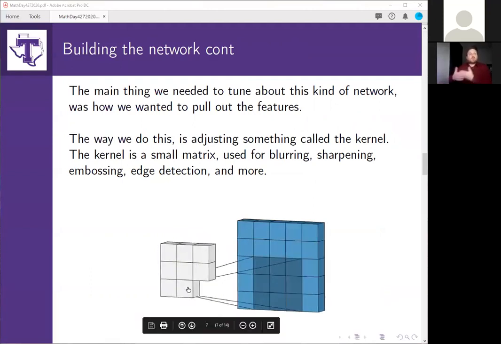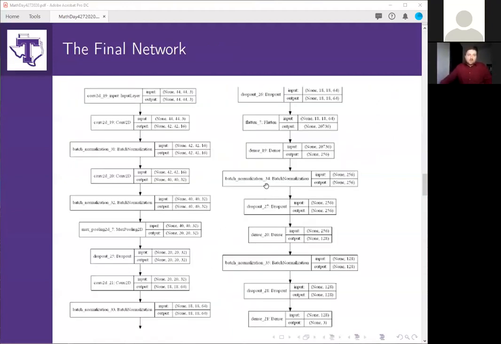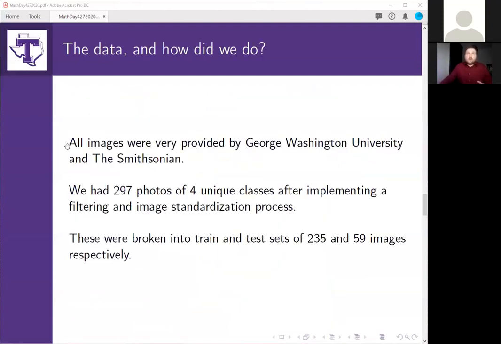We might do multiple of these because it helps reduce dimensionality, and it pulls out the most important features that we're looking at. So we get the benefit of reduced size with the same amount of differentiation in the features of the image. Here's the final network that came out. We won't get into this here, but if you're interested, please tell me. Now the data and how we did.